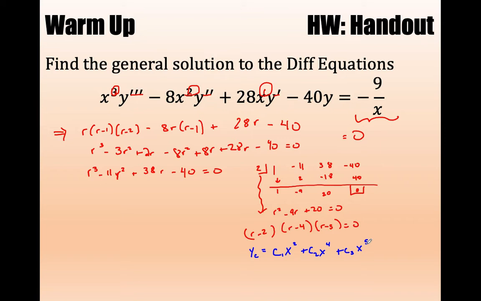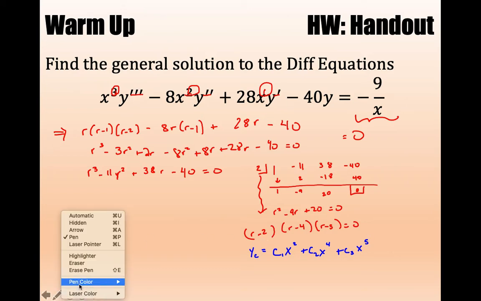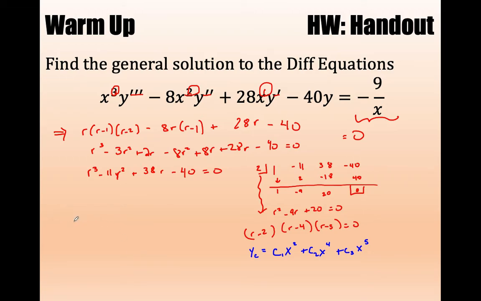Now I have to go do the particular solution. And remember, the nice thing about this second method is that I didn't have to translate the right side, right? Because I was still dealing in x, so there's nothing left to translate.